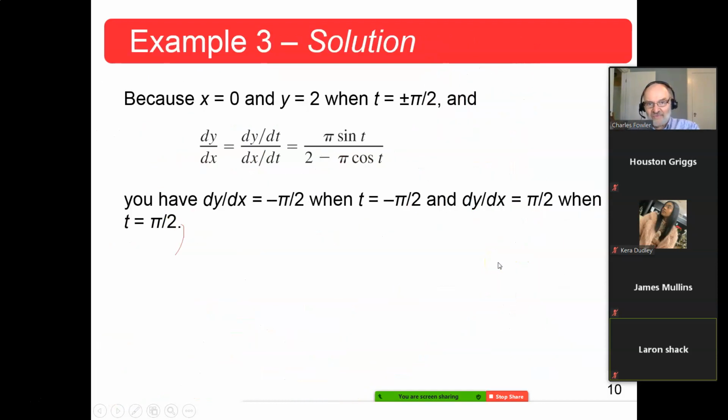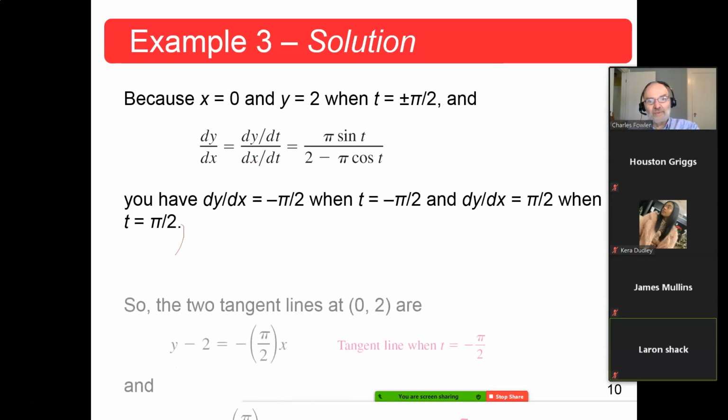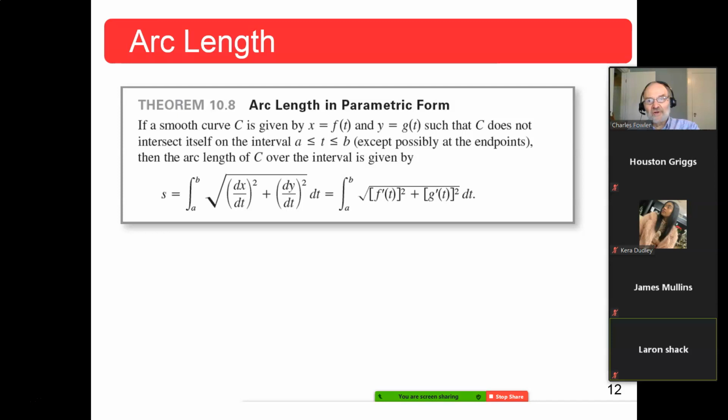So that's the difference of arc length. For derivatives, you can locate them anywhere. Okay? So arc length, as long as C does not intersect itself on the interval A less than t less than B. Remember, t is your independent parameter. x is not, y is not. They're both dependent on t, and they're not dependent on each other. Now, it says except possibly the endpoints.